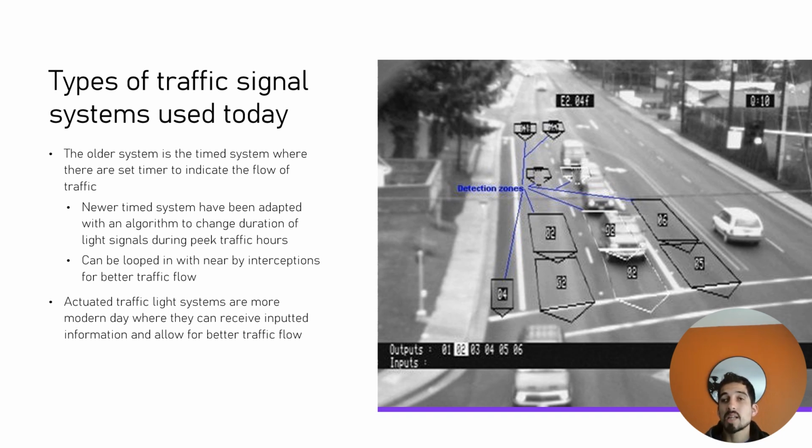The older systems were timed systems where traffic would be on set timers and would not be able to mitigate traffic that backs up during peak hours. We slowly switched from this and have become more accustomed to activated traffic light systems that are more for the modern day, where they can receive inputted information and allow for better traffic flow.